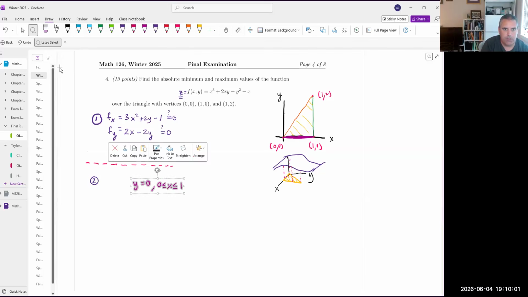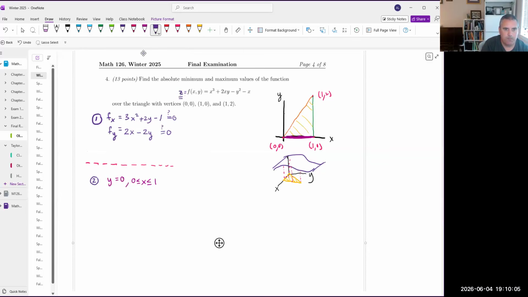So I need to plug those points in. While we're doing this, let's write the other ones. We also need to describe the green side. The green side is X equals 1 and Y is between 0 and 2. And the last side is the biggest challenge, in the sense that I have to find an equation for that.